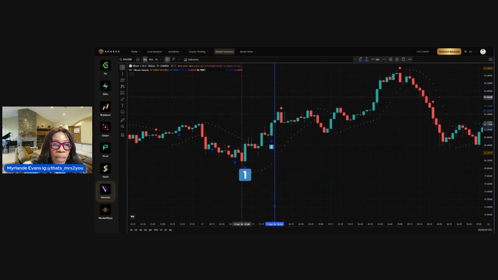So that is one of our Radex scanners. That is the velocity tool. And you can utilize this tool once you are inside of the Akashx platform.